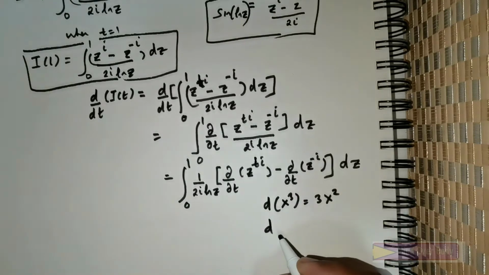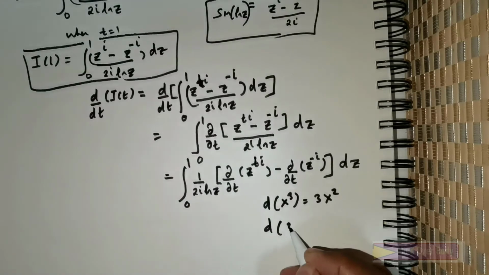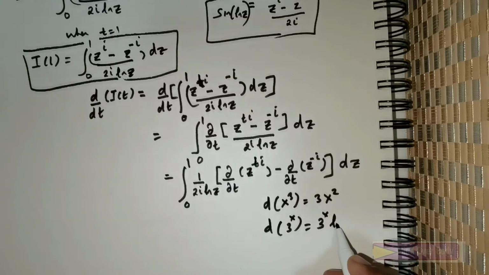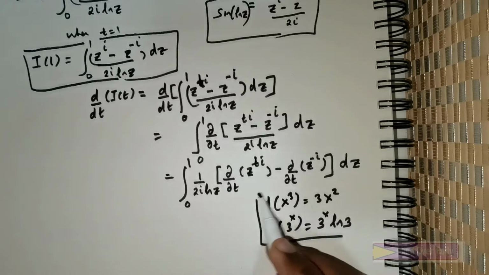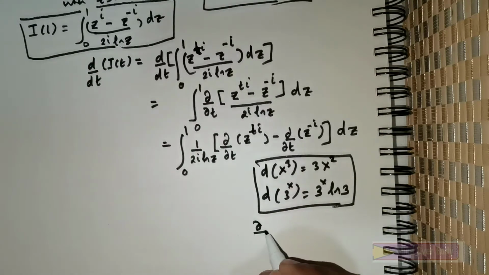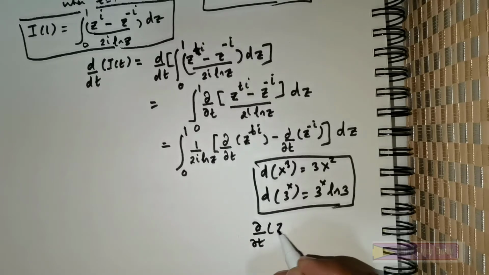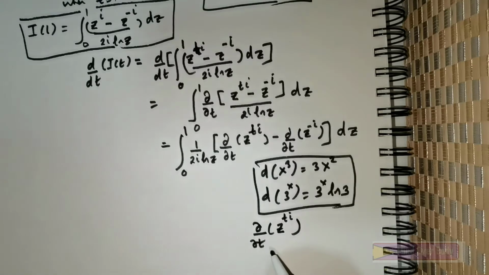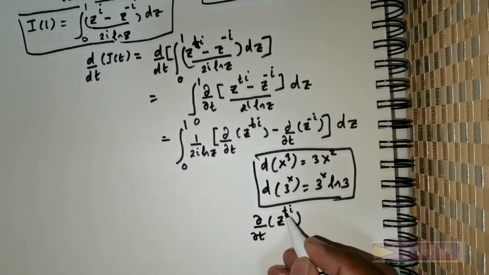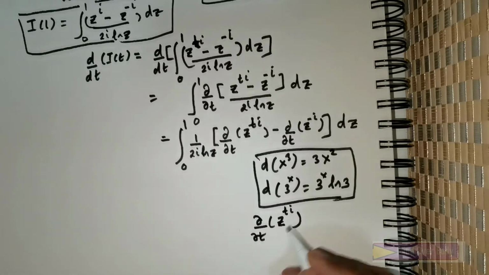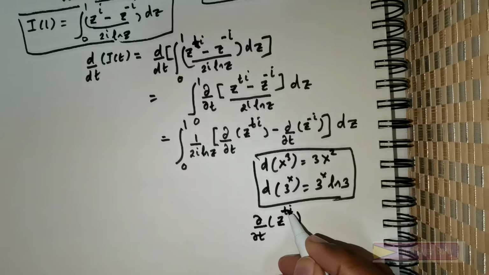Now if I were to differentiate 3 raised to the power x, then the differentiation would be 3 power x times ln 3. This is the standard formula. So now I need to differentiate ∂/∂t of z raised to the power ti. So t is my operator. In other words, ∂/∂t is the operator, t is the variable with which we are going to be differentiating. So it's a functional variable.